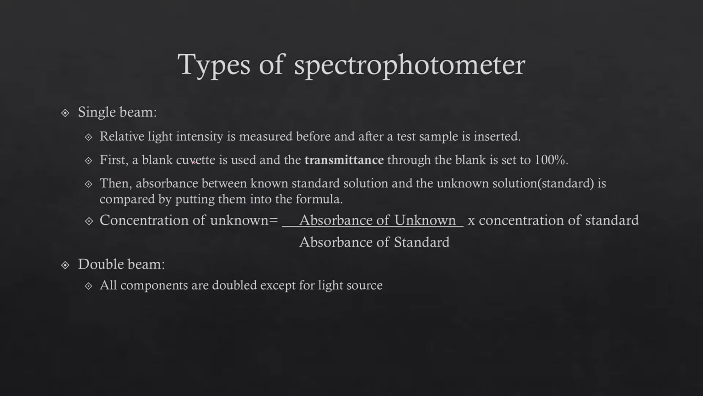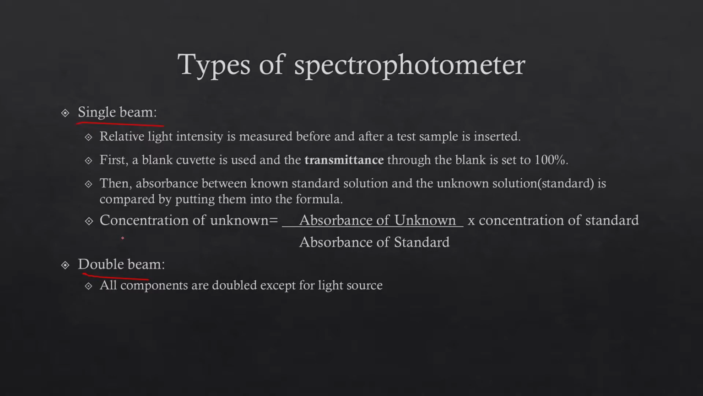There are two types of spectrophotometer. One is a single beam and the other is a double beam. So single beam spectrophotometer is the one that we use in our lab and is widely used. Relative light intensity is measured before and after the test sample is inserted. First, a blank cuvette is used for the transmittance to the blank, and the blank is set to 100% transmittance. Then absorbance between known standard solution and an unknown solution is compared by putting them into a formula.